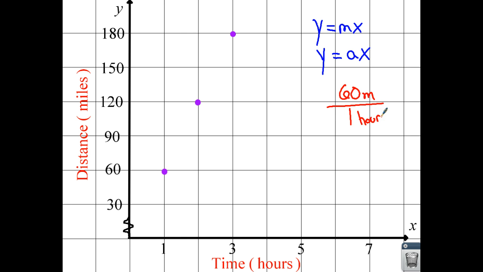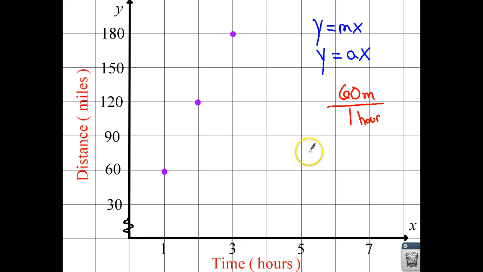All right, and I can think of many scenarios. Where am I going to be after, let's say, 4 hours? You can make predictions based on your graph and your information of the constant of variation. You can make those predictions. So if I were to say, where am I going to be after 4 hours?